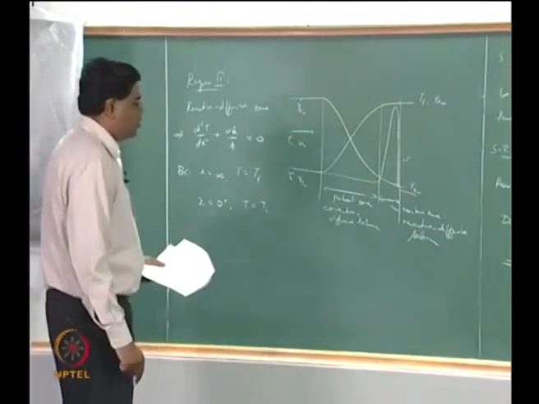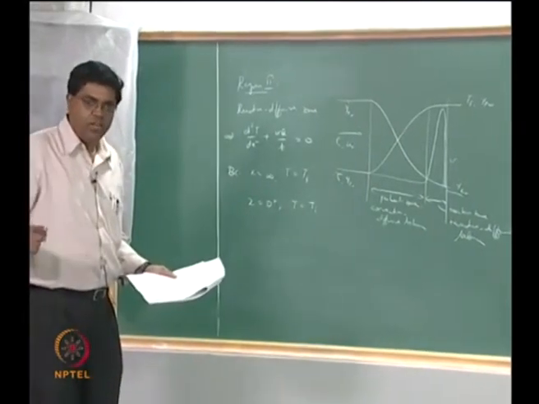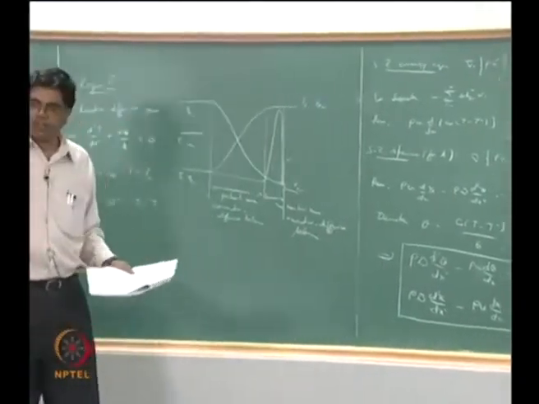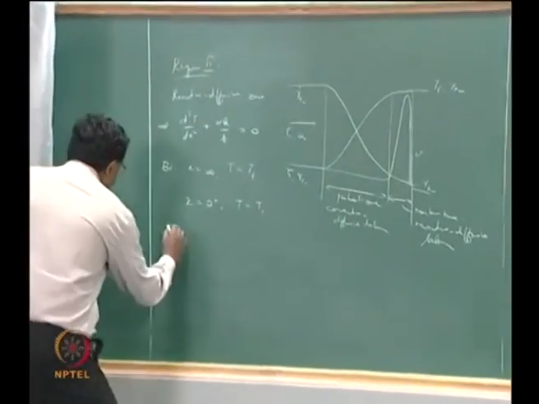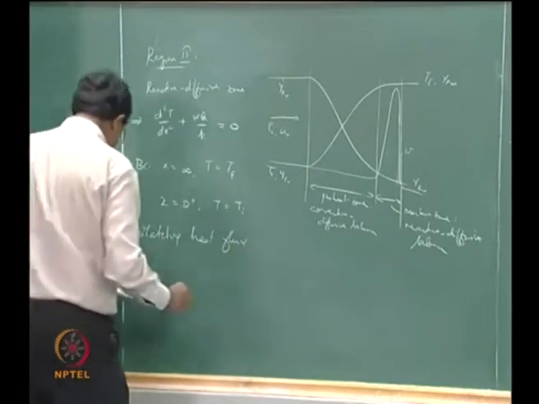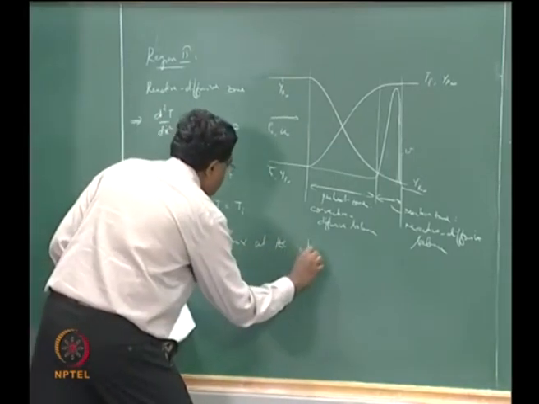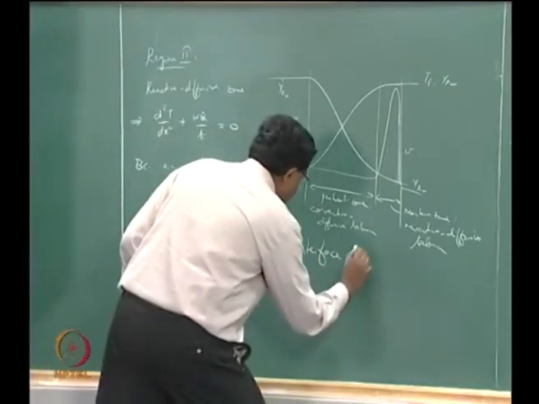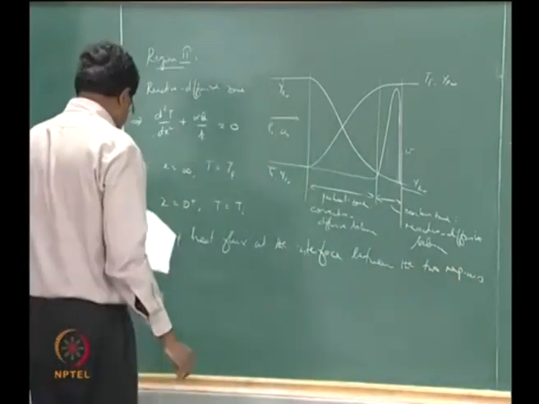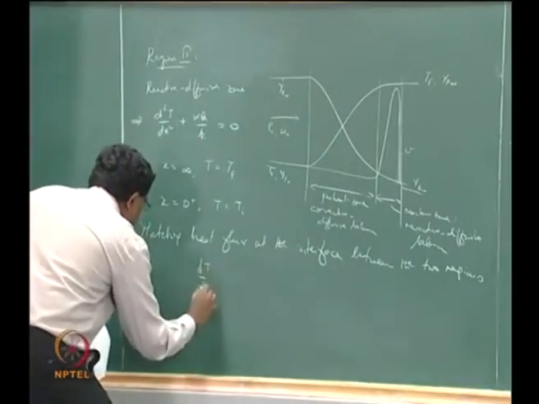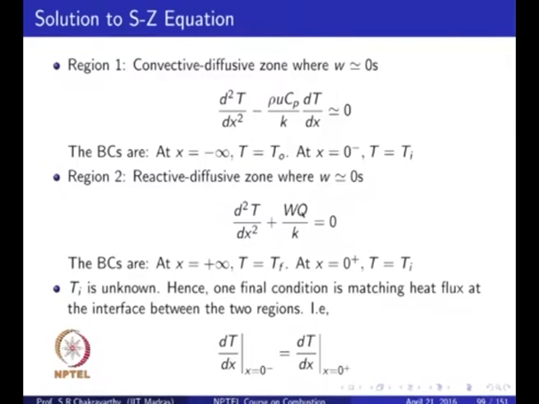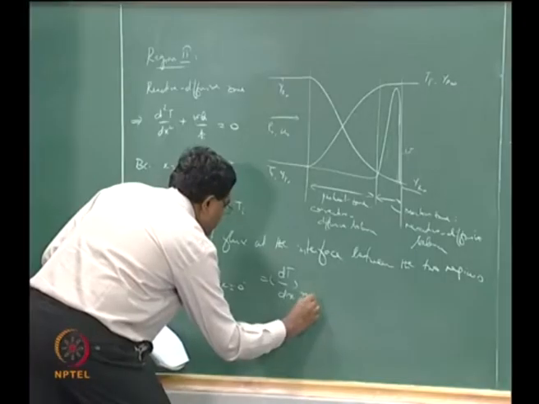And then we said that we wanted to have one more boundary condition at the interface that needs to be shared, and since it is a second order equation we can go up to the first order. The first derivative signifies heat flux, and therefore what this really means is matching heat flux at the interface between the two regions. We get dT over dx at x equals 0 minus should be equal to dT over dx at x equals 0 plus.